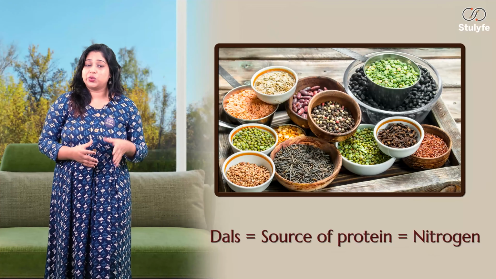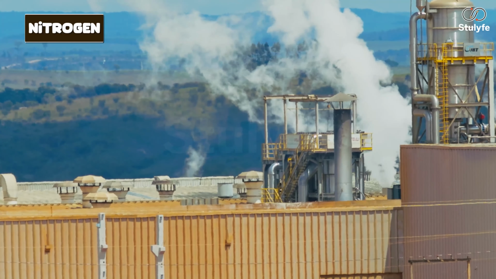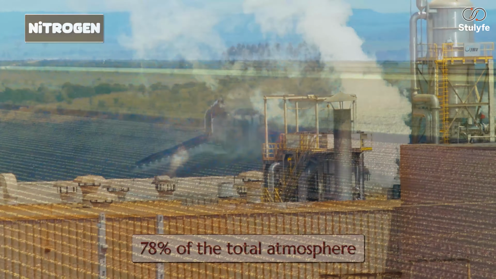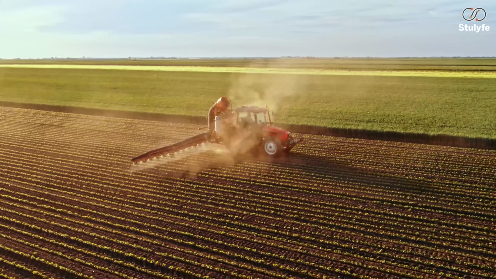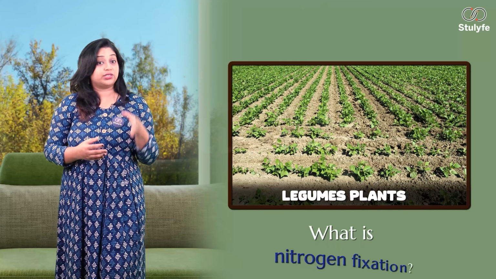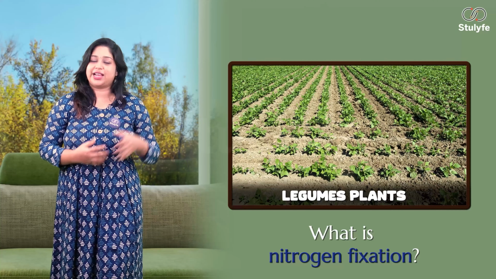As we need nitrogen for production of various components, we need to have a source, and that source is dals and legumes. Nitrogen is abundantly present in the atmosphere. It consists of 78% of the total atmosphere. In industries, nitrogen is converted into nitrates, which are used as fertilizers. But how do leguminous plants get nitrogen? What is nitrogen fixation? Let's understand this through our very own bacteria, Rhizobium.